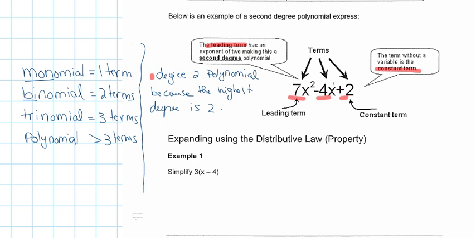And remember, I can't call it a monomial unless it has a positive whole number exponent, right? Or it could be just a number by itself. Remember that, right? So we call that a term as well. This is also called a monomial.